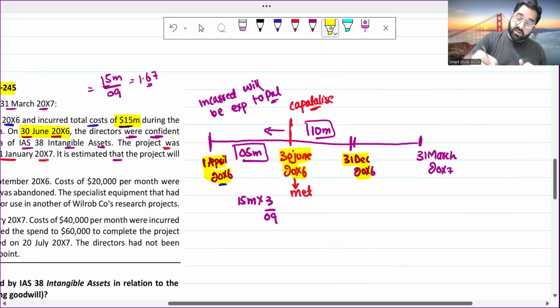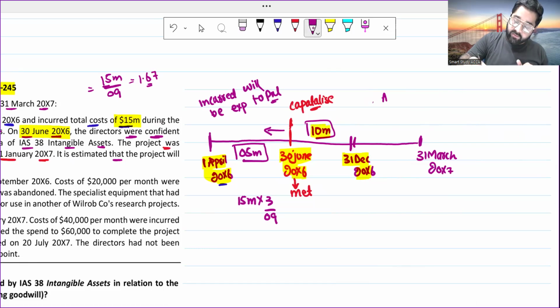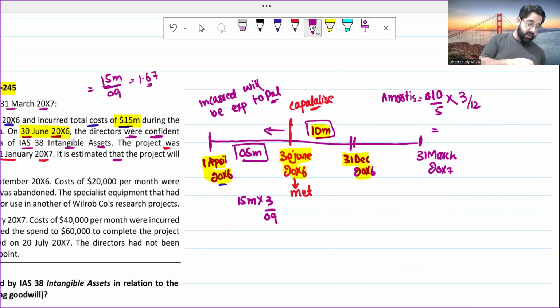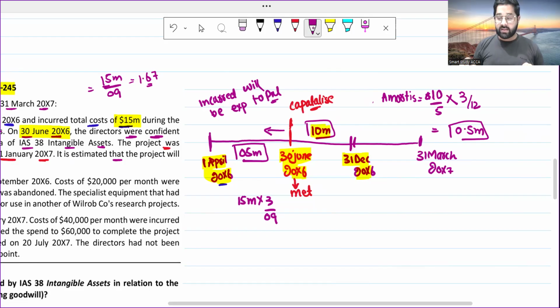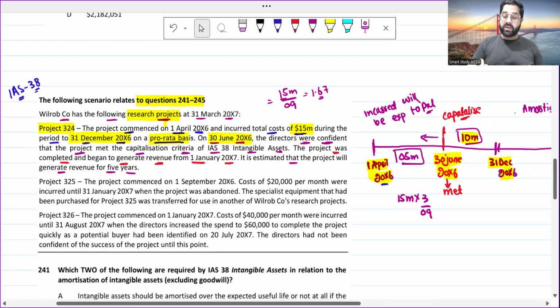So the total cost that should be capitalized is 10 million. Now how will you find the amortization expense? The formula is cost divided by useful life, 10 million divided by 5, multiplied by January, February and March. So we will charge the amortization expense for 3 months: 10 divided by 5 multiplied by 3 divided by 12. So amortization expense of 0.5 million will be charged for the year ended 31st March 20x7 for project 324.